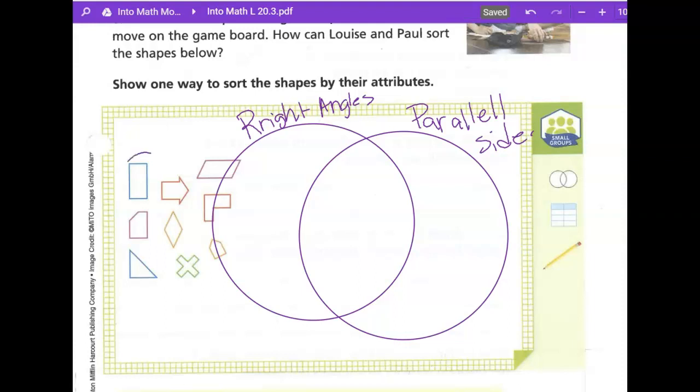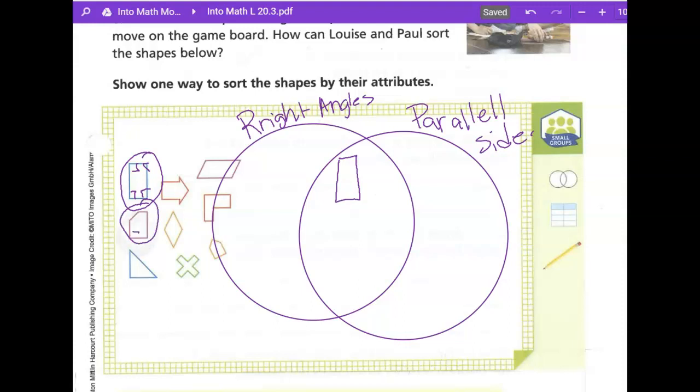So first, let's look at this rectangle. Does a rectangle have right angles? Yes, it has 4 right angles, one in each corner. And are its sides parallel? Yes, its sides are parallel. So we're going to put a rectangle in both circles.